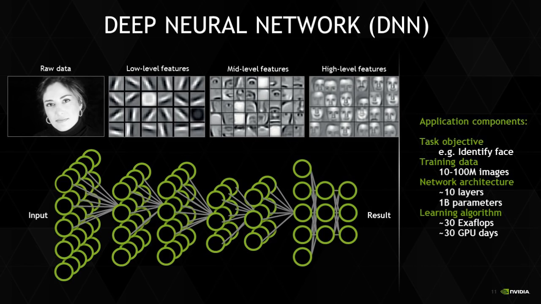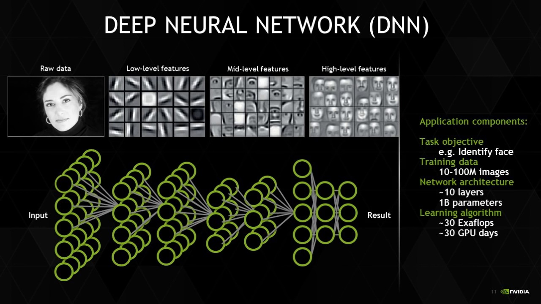So a typical network today that would be used in a cutting-edge computer vision application like object recognition in natural imagery might have 10 layers and maybe 1 billion trainable parameters. Those parameters, that number 1 billion, is a function of how many neurons there are and how they're connected together. So it's a complicated function to estimate the number of parameters in a network. And we might train that network on 10 to 100 million images, maybe even more.